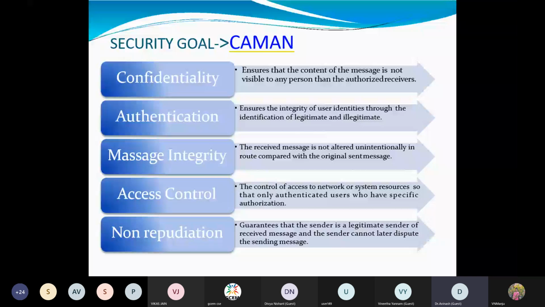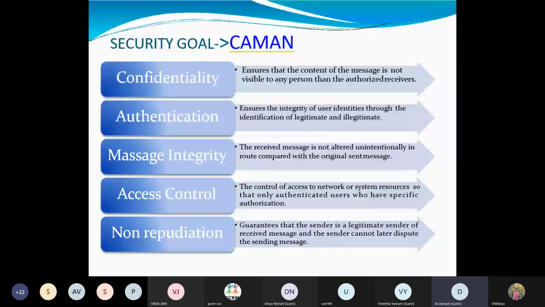Then we talk about the access control. So the meaning of access control is that the control of access to the network or system resources is only for the authenticated users. That means no other intruder or any unauthorized users is having access to our system, only those who have specific authorization. And the last one, that is called non-repudiation. This guarantees that the sender is a legitimate sender of the received message and the sender cannot later dispute the sending of the message. That means this is called non-repudiation.